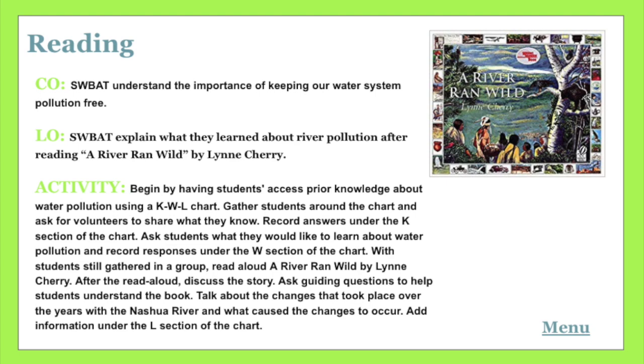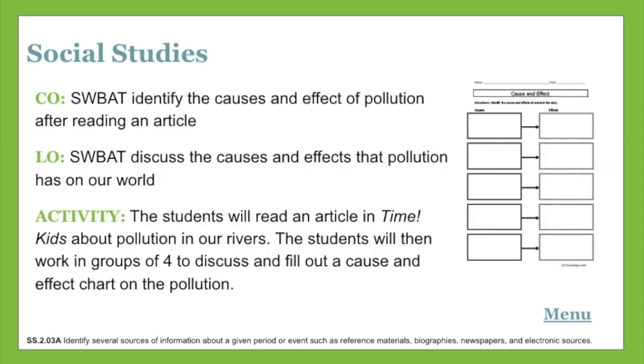This is our social studies lesson. The content objective is students will be able to identify the causes and effects of pollution after reading an article. The language objective is students will be able to discuss the causes and effects that pollution has on our world. The activity is the students will read an article in Time for Kids about pollution in our rivers. The students will then work in groups of 4 to discuss and fill out the cause and effect chart about pollution.